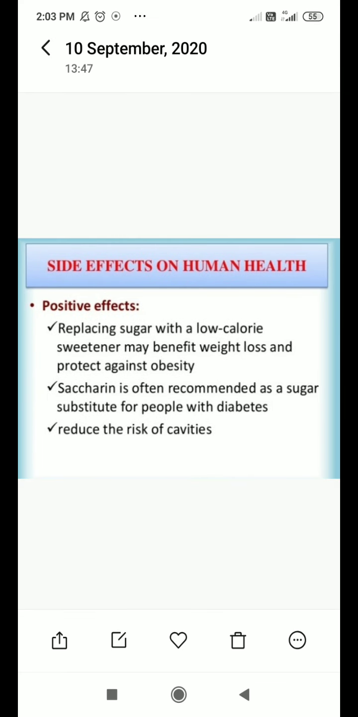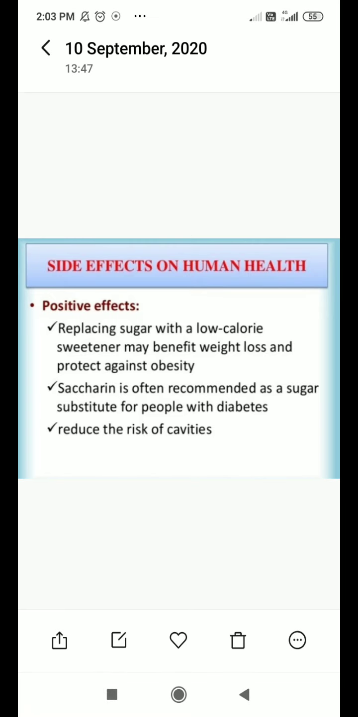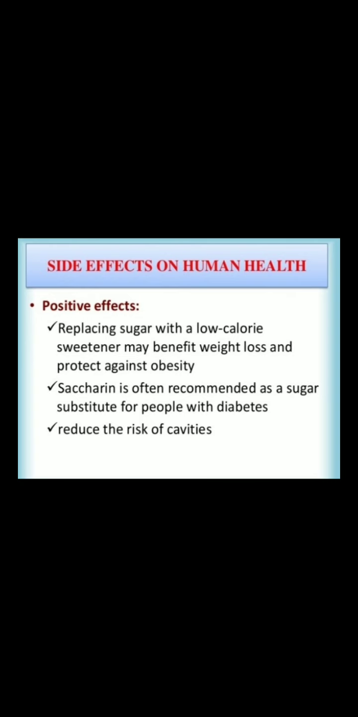Then side effects on human health. What are the different side effects? Side effects include positive effects and negative effects. First we will see the positive effects. Replacing sugar with a low calorie sweetener may benefit weight loss and protect against obesity. So if a person has obesity and diabetes problems, in such a person we can use an artificial sweetener like saccharin.